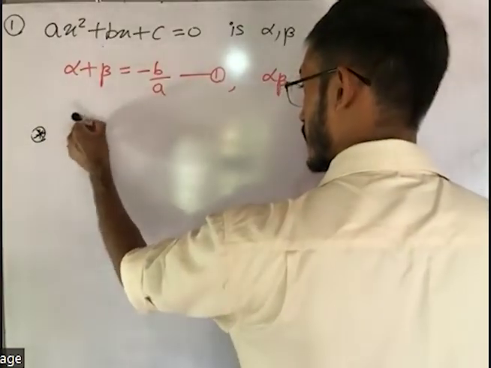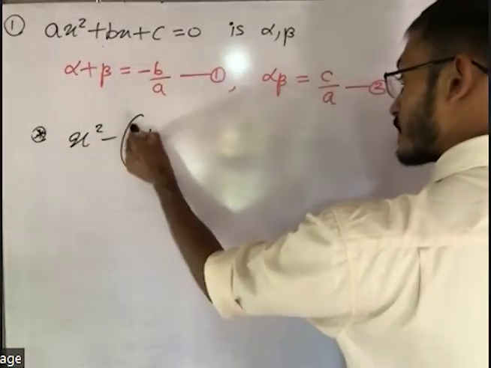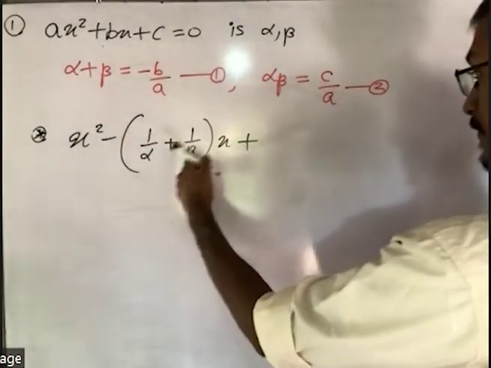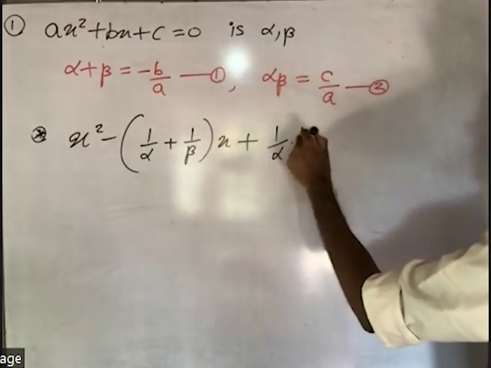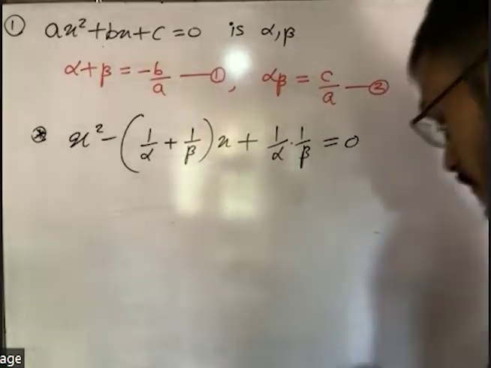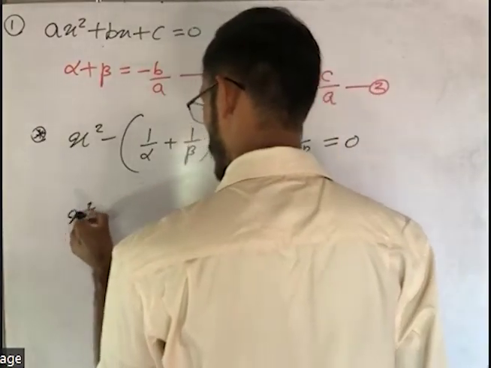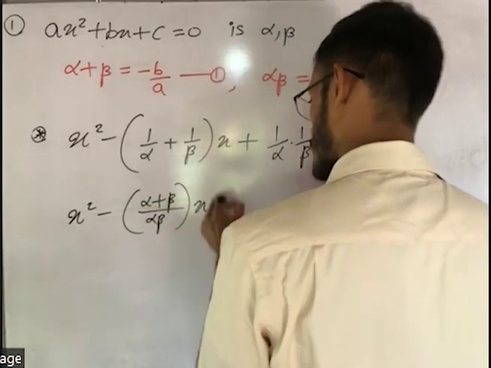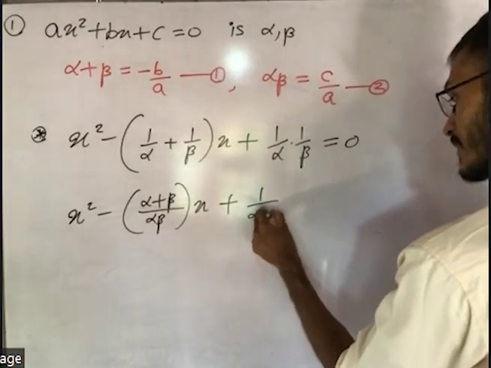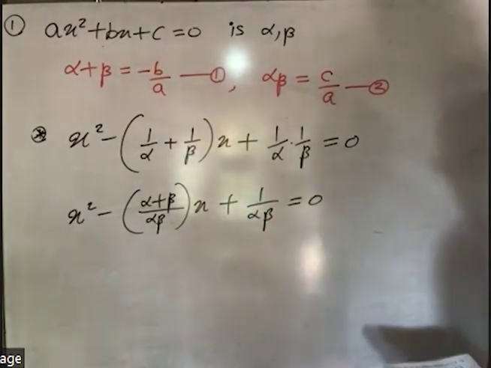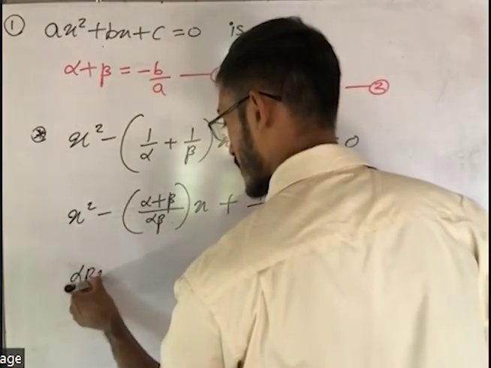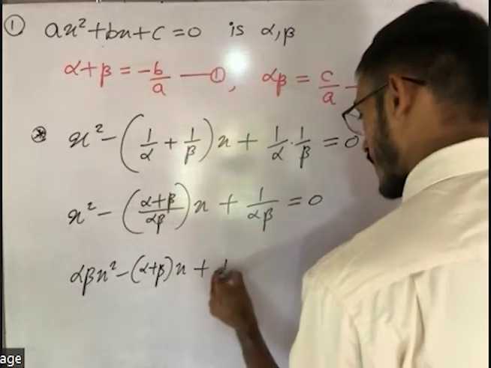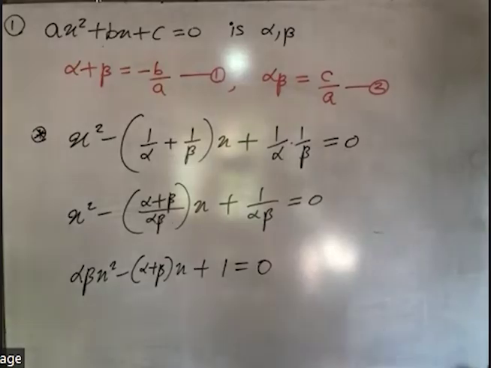We can directly write down x square minus (sum of roots 1 over alpha plus 1 over beta) x plus product of roots, 1 over alpha into 1 over beta, equal to 0. Then simplify this: x square minus (alpha plus beta over alpha beta) x plus 1 over alpha beta equal to 0. Now multiply both sides by alpha beta: alpha beta x square minus (alpha plus beta) x plus 1 equal to 0.